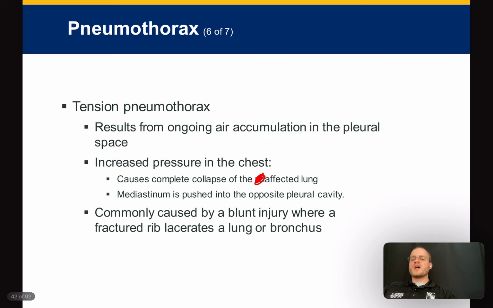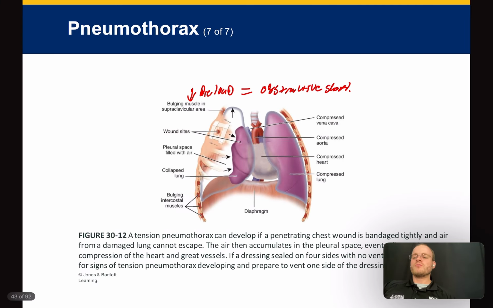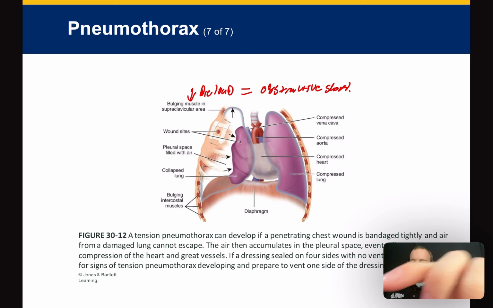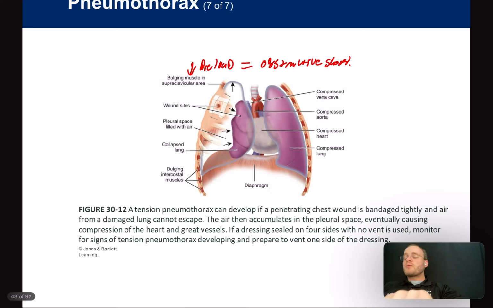And so, commonly caused by a blunt injury where a fractured rib lacerates a lung or bronchus. These are usually the more severe pneumothoraxes. And so, again, read what this is saying down here. This is why we monitor these patients. And if it's sealed on all four sides, you might have to occasionally vent and burp this chest seal that you have applied when it's open.